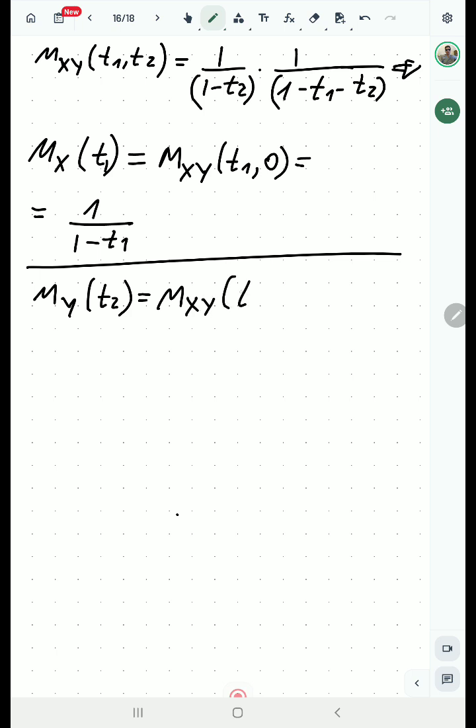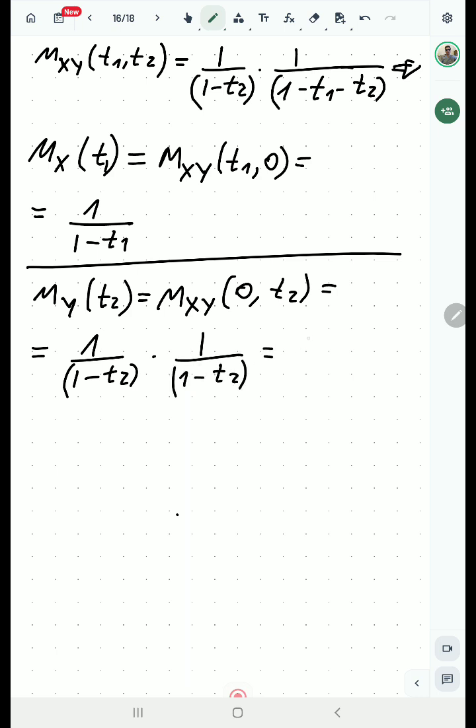If I set t1 to 0, then this is going to be the moment generating function of the marginal PDF of y, which is 1 over 1 minus t2 times 1 over 1 minus t2, which is 1 over 1 minus t2 squared. That's all. Now let's move on.